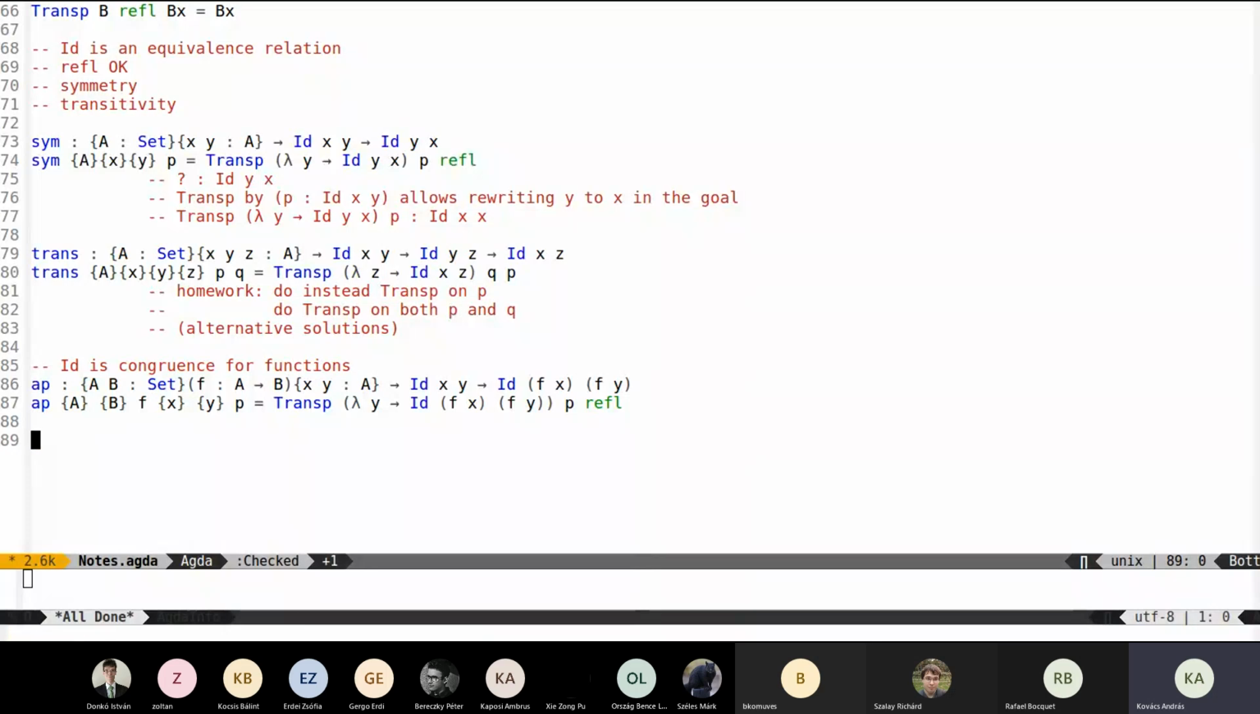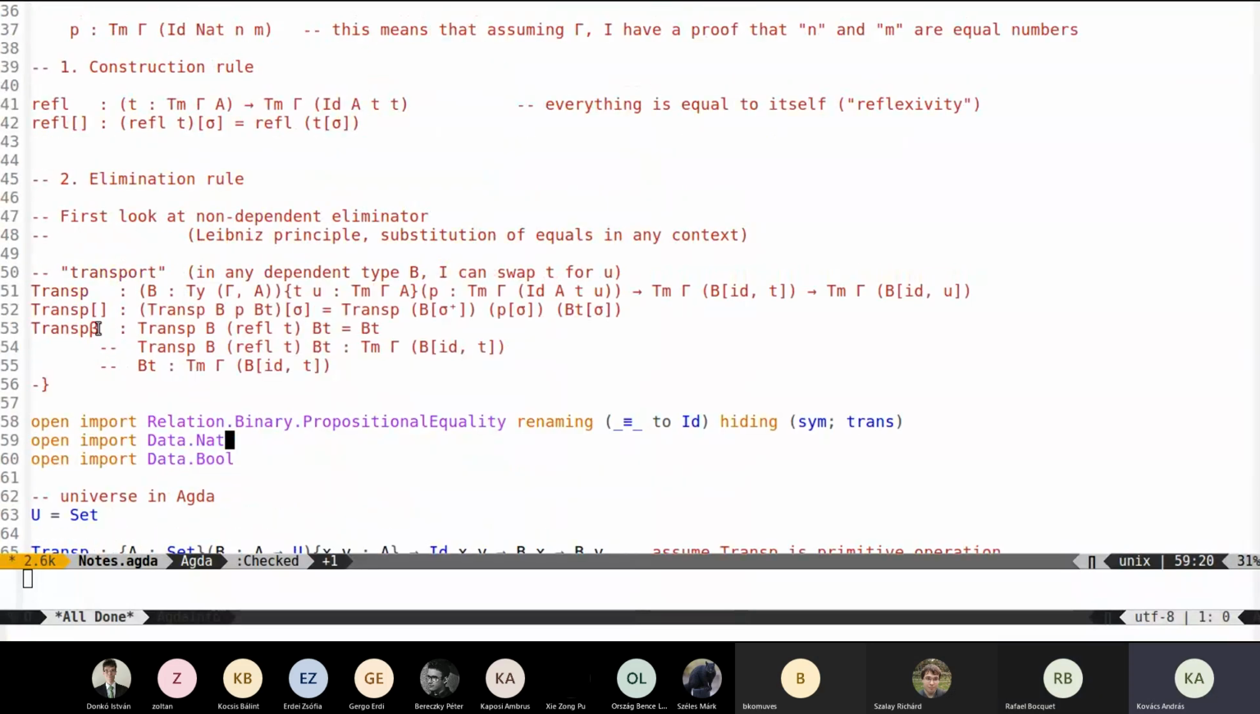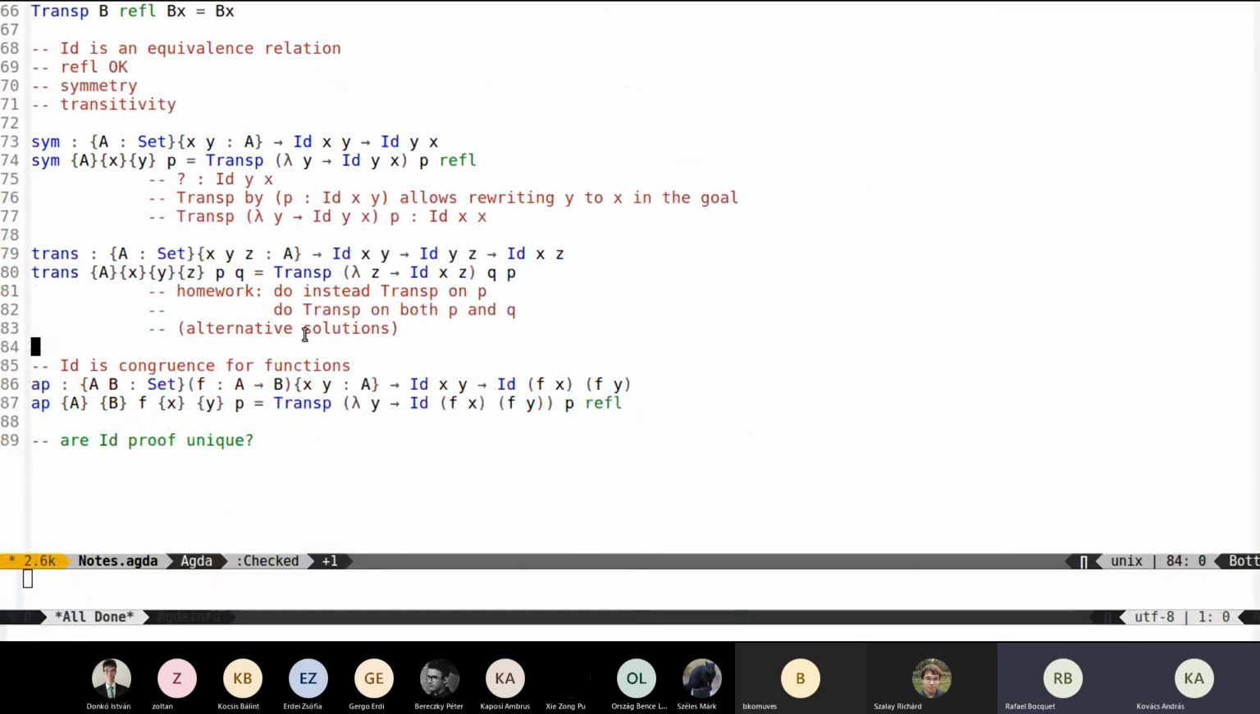Okay. And before looking at the dependent elimination principle, let's look at this question. Are ID proofs unique? Is there an eta rule for ID? Because we already see that there is a beta rule for transport. But the question is, if I have an equality proof which has the same things on the left and the right sides, then is that equality proof REFL?